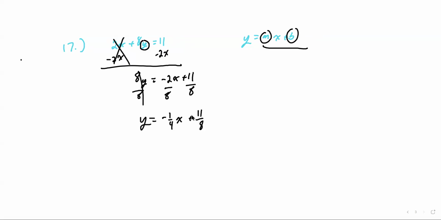So again, the question says determine the slopes of the line by the following equation. So now that you have it in this form, now you have your answer. So your answer here would be -1/4.